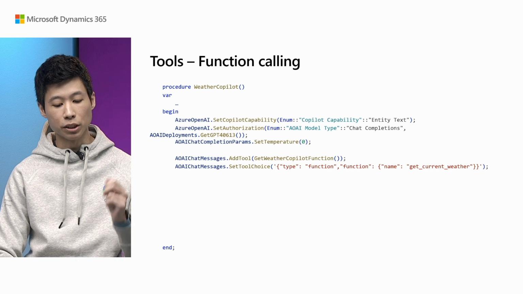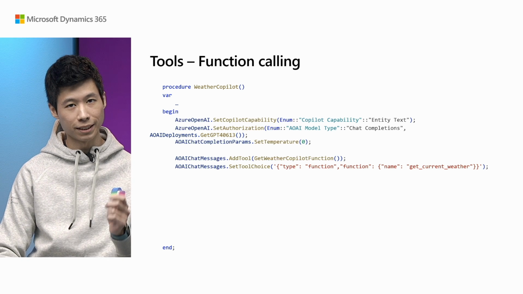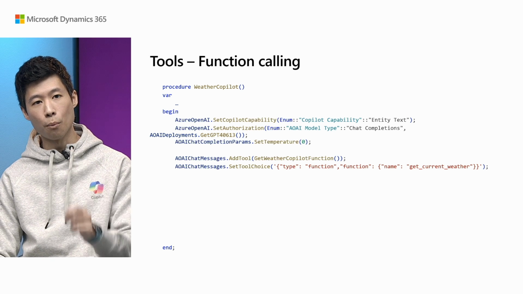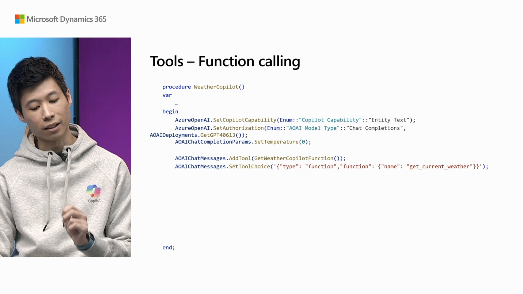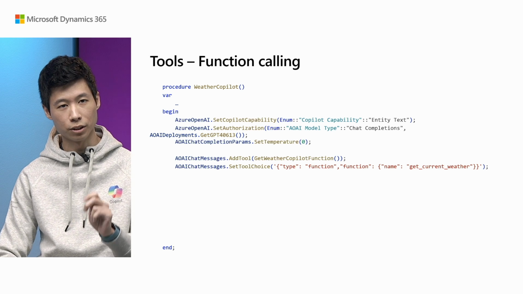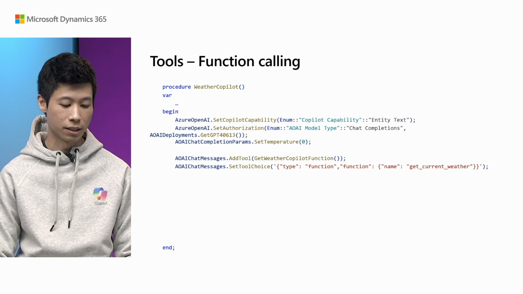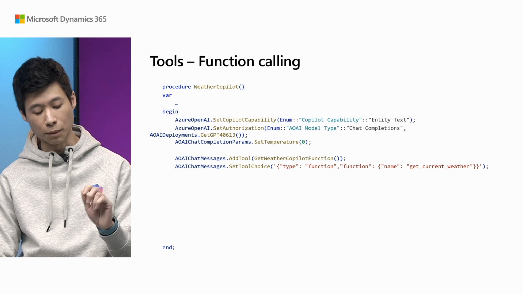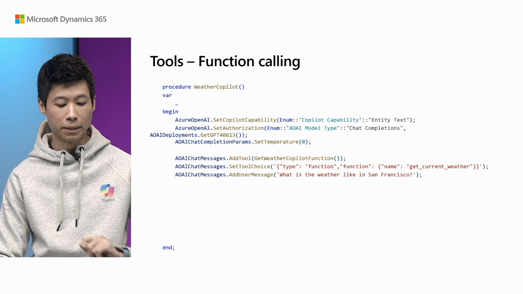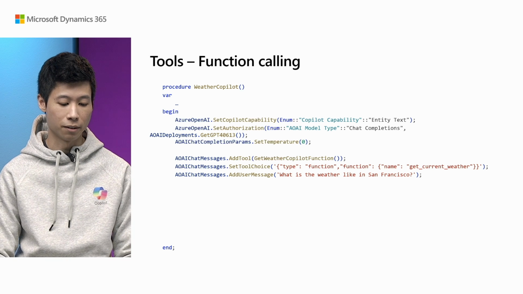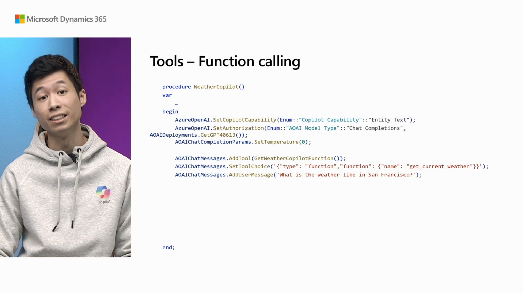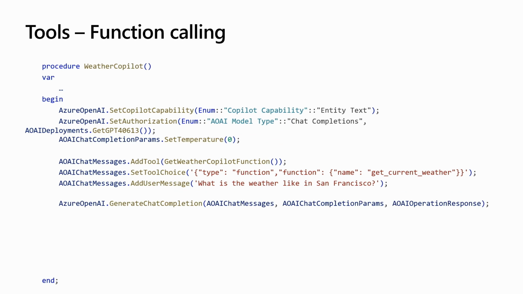Now we come back to the overall function. Next up, I'm going to set my tool choice. So the tool choice basically tells the model, hey, I want you to always run this function. And in this case, it's called get current weather. I'll go into a bit more detail after this example of the pros and cons of that. Next up, I'll add a user message to simulate a user actually typing in something like what is the weather like in San Francisco. From there, I'll call generate chat completion for it to go call Azure OpenAI.